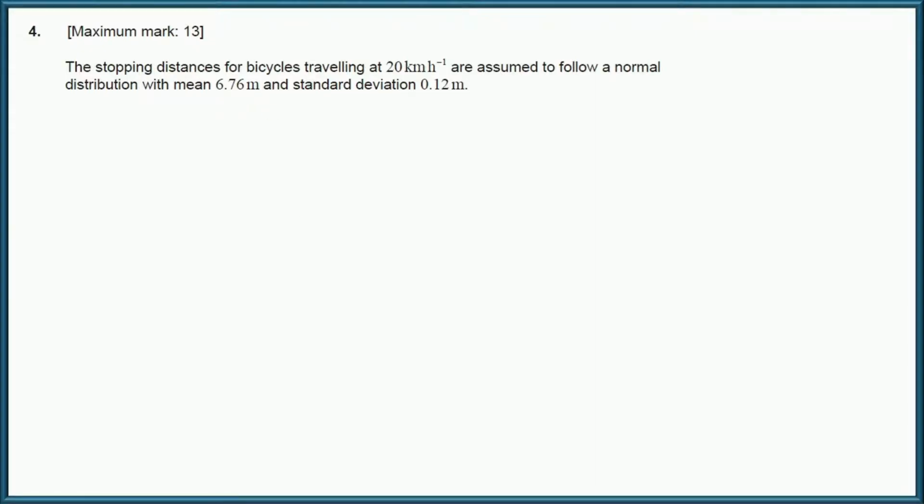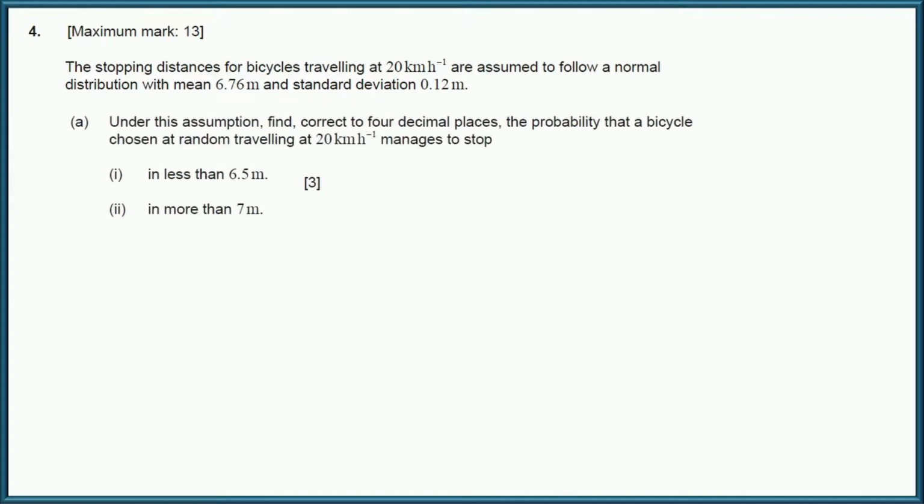All right. So it says, under this assumption, find, correct to 4 decimal places, the probability that a bicycle chosen at random traveling that speed manages to stop in 2 parts here, worth 3 points total, in less than 6.5 meters or more than 7 meters. Now, heads up. These answers you find here, you're going to have to use them in a new way to answer something at the end, okay?